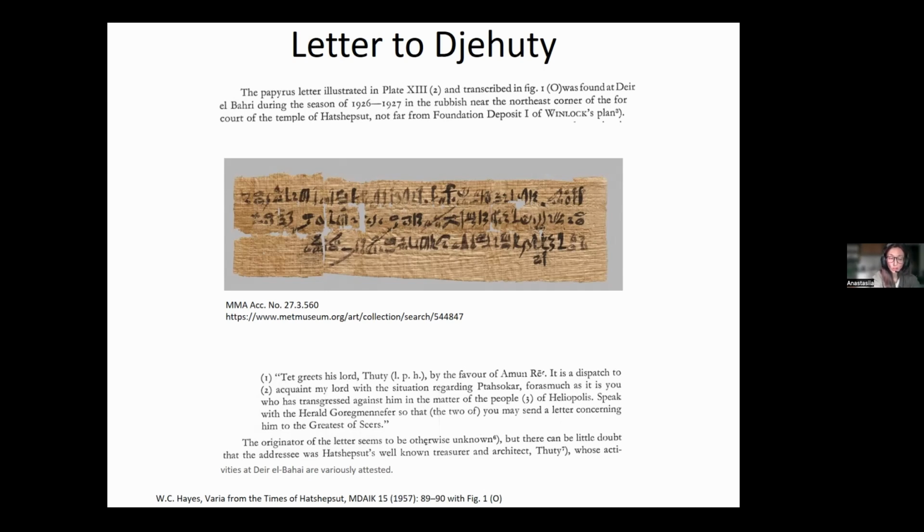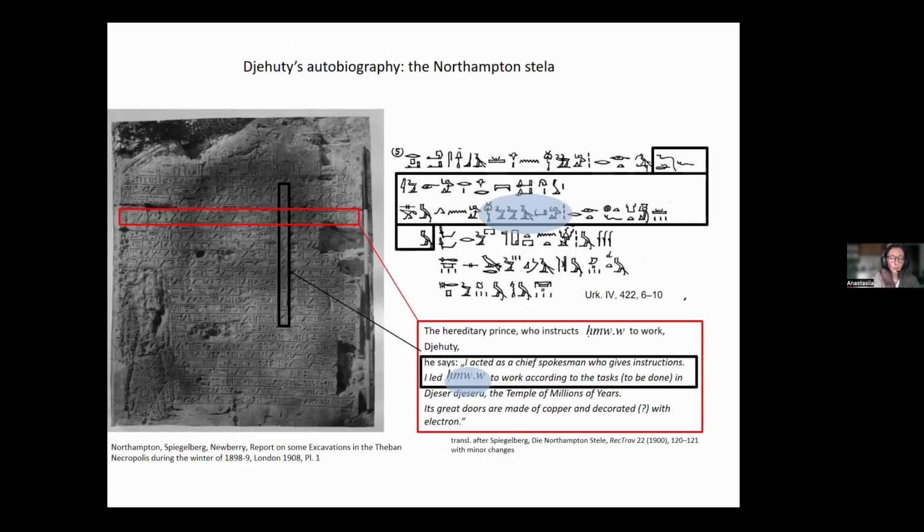Djehuty himself is very specific about his involvement in the construction projects of Hatshepsut in his autobiography, which is luckily preserved to us. This is the so-called Northampton stela inserted into the facade of his tomb. So, this text is very exceptionally, conceptually, we would say, composed. After an introduction, which is here, we have 15 lines that introduce Djehuty's titles or epithets to characterize his person.